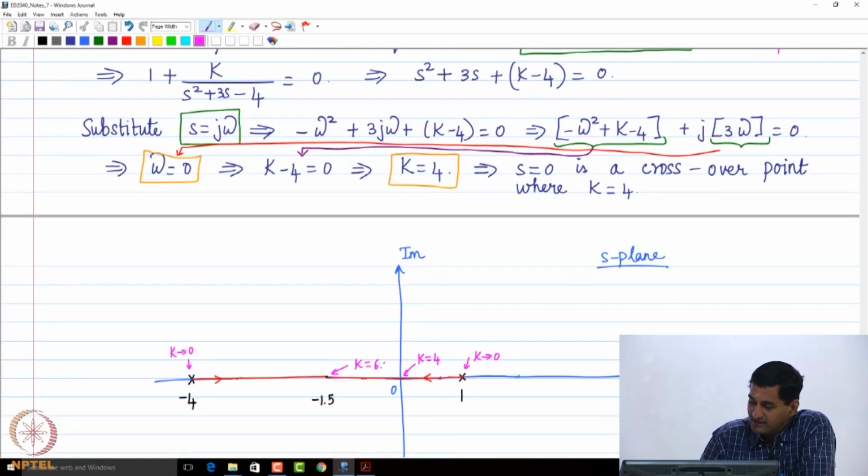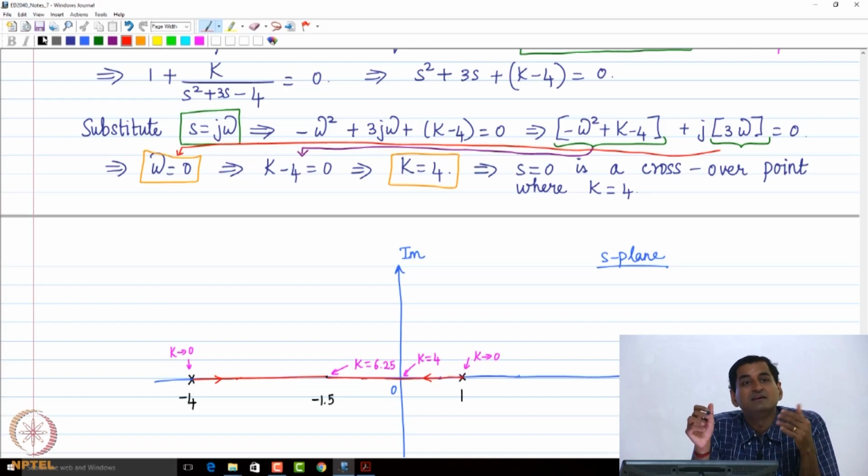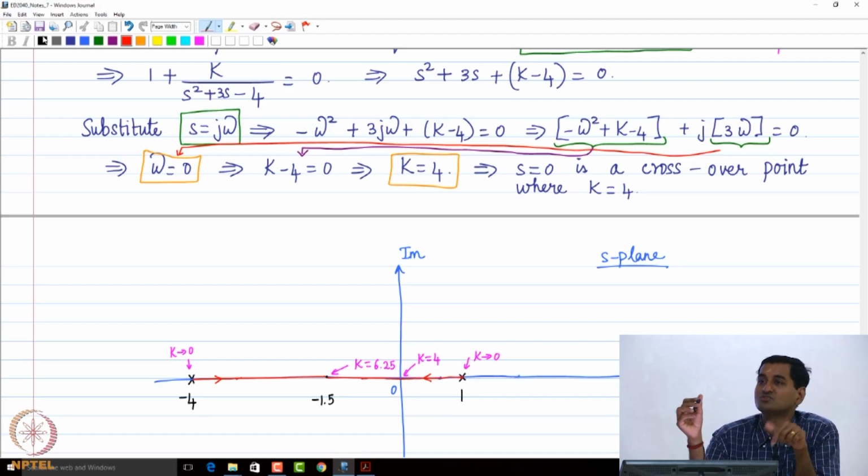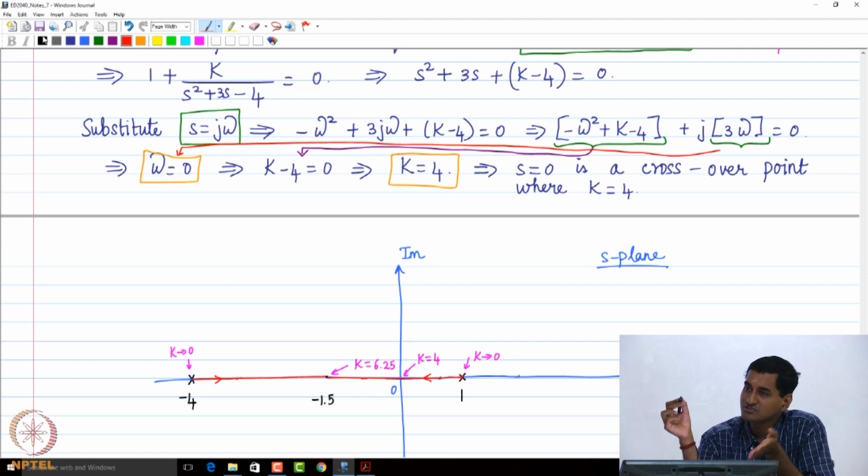Now they are going to break away. Now the question is how does this evolve. We know that the asymptotes are also going to intersect at -1.5 for this problem. Please note, I am repeating once again, in this particular problem it so happens that the point of intersection of the asymptotes on the real axis and the breakaway point happen to be the same. It is not the case in general. So in this case the asymptotes also intersect at -1.5, and the angles of the asymptotes are +90 and -90.